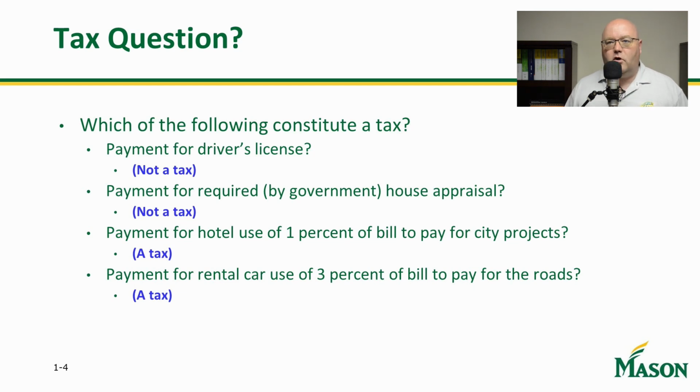Payment for rental use of a car, 3% of the bill to pay for the roads. That is actually a tax because it's based on a value, how much you're paying for it. It's kind of like a sales tax, but specific to a specific good, and they're tying it to those things. As we'll learn later on, it's what's called an earmark. Basically, they're saying, if you're going to drive a rental car in our area, you're going to have to pay an additional tax in order to maintain our roads and help us take care of it because of the increased traffic.